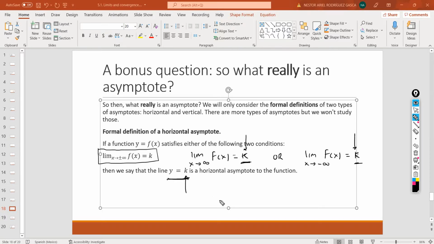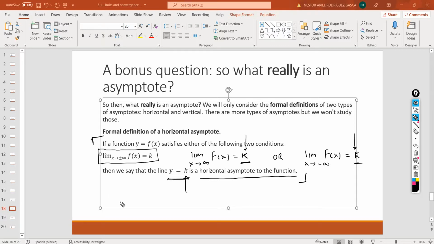Then this line y equals k is defined as a horizontal asymptote to the function. This is the formal definition of a horizontal asymptote. Okay, how can we say that y equals k is a horizontal asymptote to any function f?